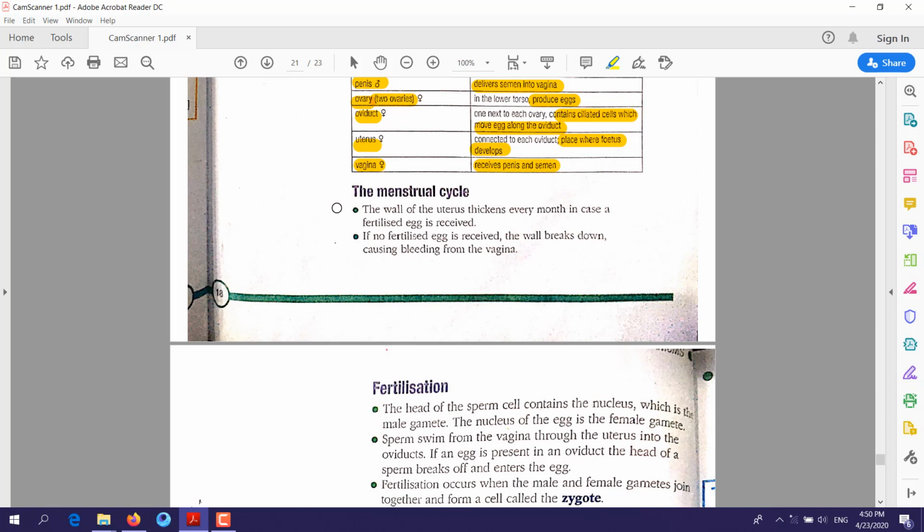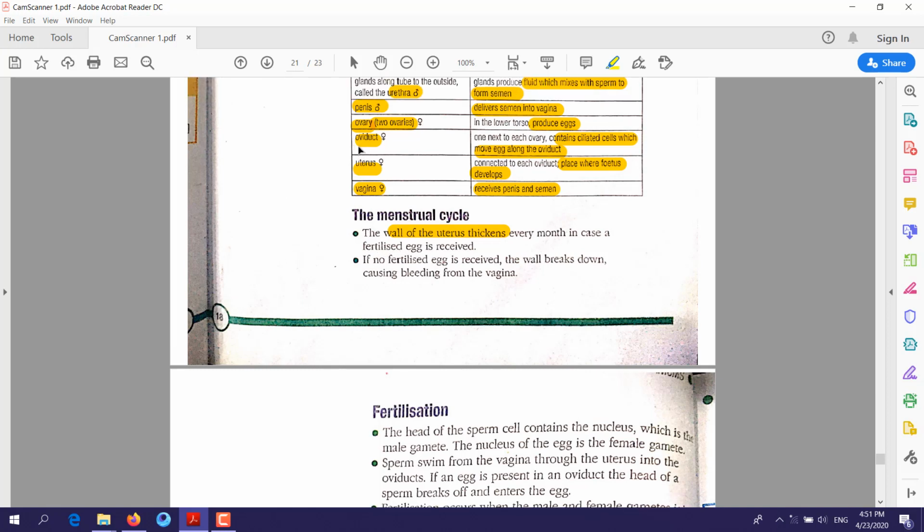The menstrual cycle. What is the menstrual cycle? It is a cycle that happens in the female reproductive system, and it repeats every month. During this cycle, many changes happen to the body of the female. Let's review what these changes are. Firstly, the walls of the uterus thicken. It will be thicker every month, just in case a fertilized egg is received.